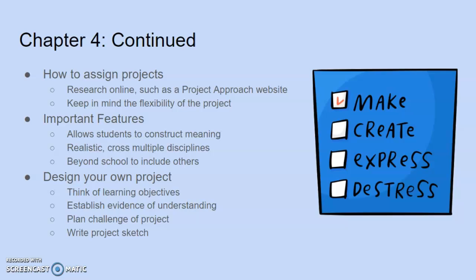Chapter 4 continued with how to assign projects: research online, such as a project approach website, and keep in mind the flexibility of the project, like how it could be adjusted to your classroom. Important features: allow students to construct meaning, realistic, cross multiple disciplines, and it goes beyond school to include others.